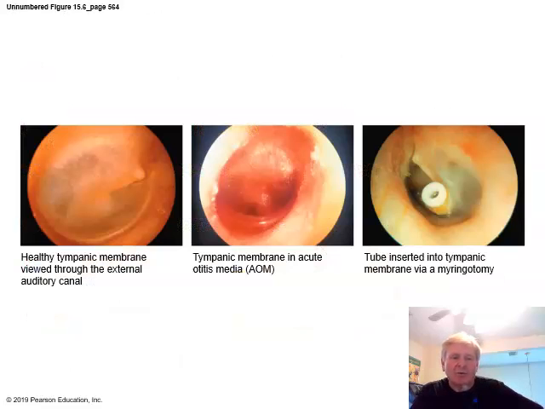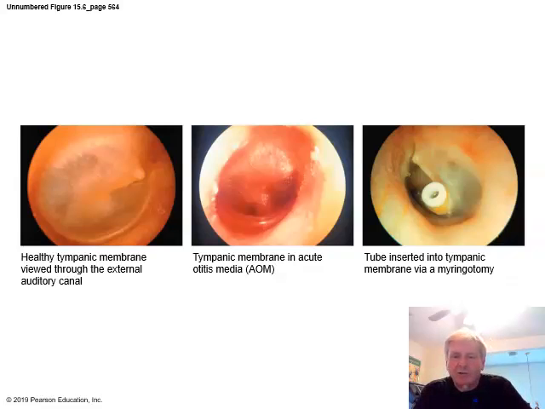Here's a healthy tympanic membrane on the very far left, viewed through the external auditory canal with an otoscope, which is a special instrument that can produce a bright light so that you can see inside the auditory canal. Tympanic membrane and acute otitis media, which is acute ear infection that spreads almost always from your oral cavity, usually from a tonsil like the adenoids or pharyngeal tonsils, even though the other tonsils can result in acute otitis media.